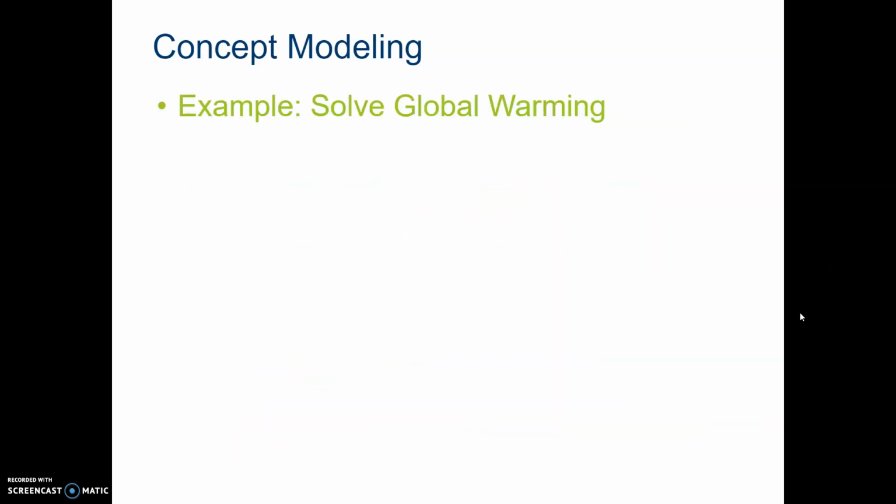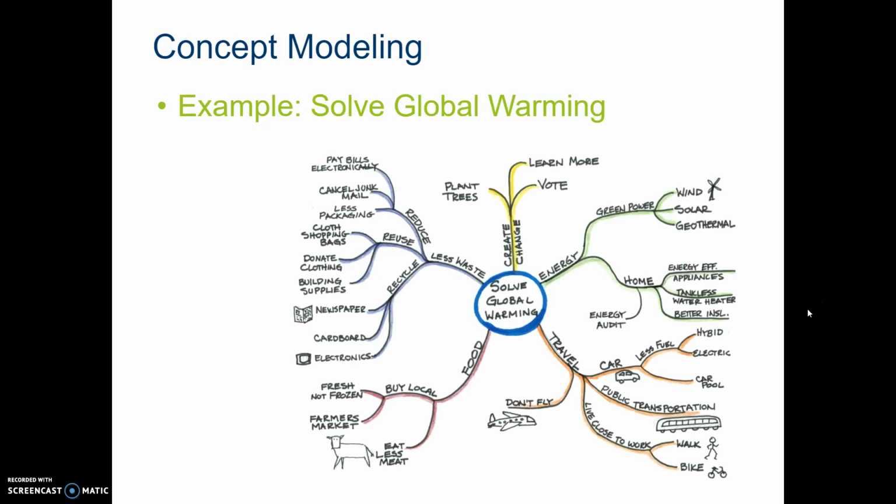So here's another example of a concept model. This one is an example of how you would solve global warming. This is basically a tree map. What you're looking at is you have the problem in the center, and then there are different branches that come out of that circle.